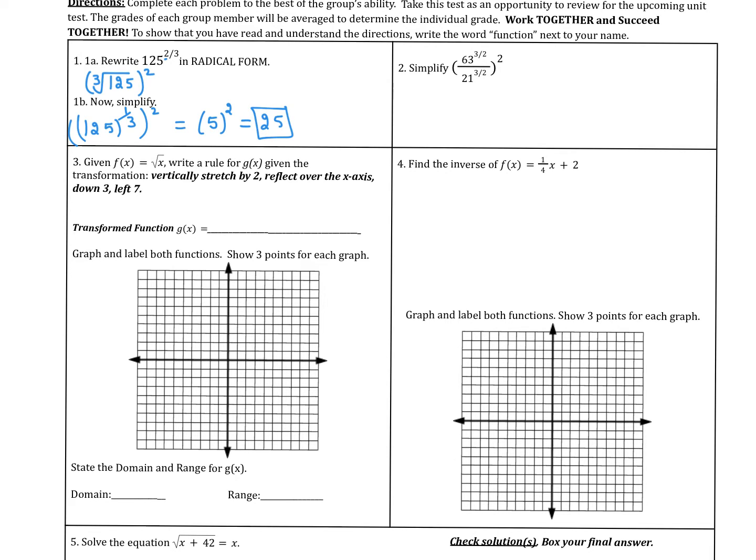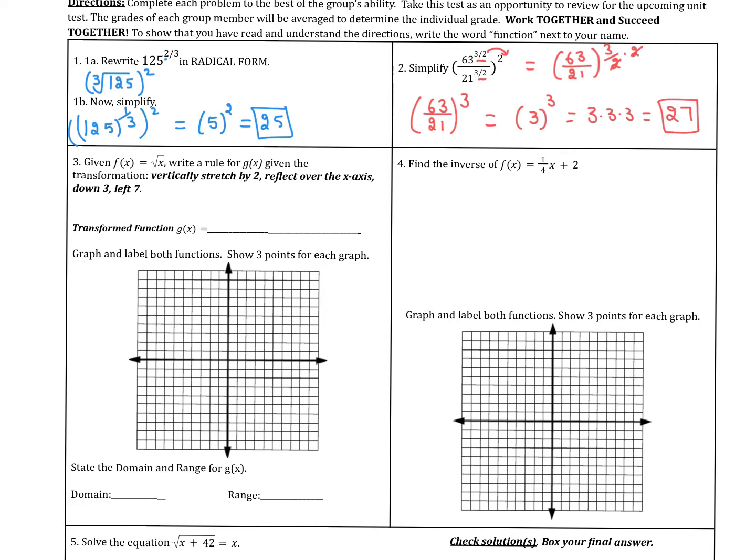For number 2, if you see this is same exponent, you can take them outside. So you got here is 63 over 21 to the power 3 over 2 times 2, which 2 and 2 cancel. And now you're going to reduce the 63 over 21 to the power 3. 63 divided by 21 is 3 to the power 3, which means it's 3 times 3 times 3 and it's 27.